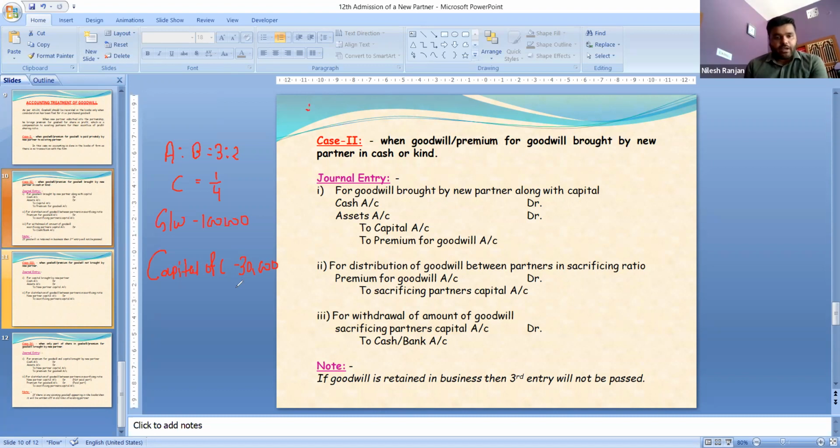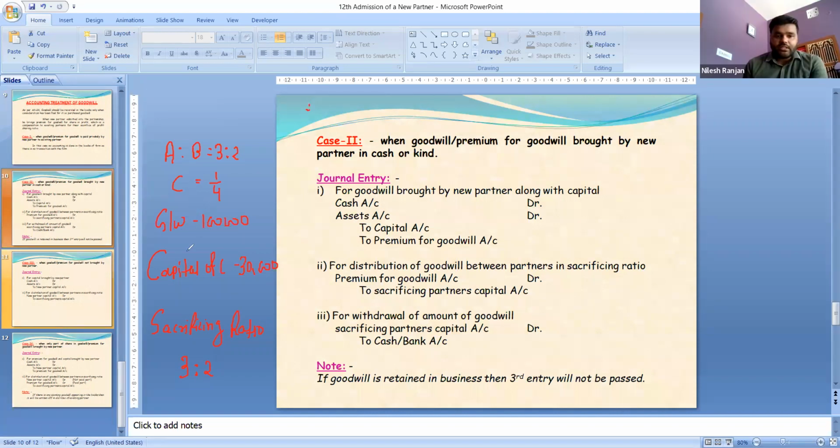So first we have to calculate the new ratio. In this case, the new ratio is not required, but we will calculate it for the sacrificing ratio calculation. One thing you also have to remember is that the sacrificing ratio will be the same as the old ratio. So the sacrificing ratio is 3:2.